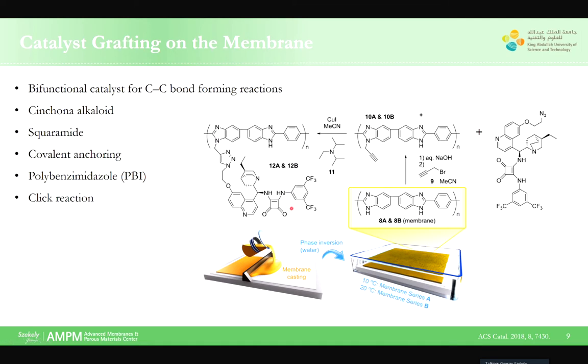So we deduce that by the covalent anchoring of the catalyst onto the membrane, we're not going to have any leaching of the catalyst, so we can perform all of these catalytic reactions at a constant TON or TOF, turnover number and turnover frequency, without the deterioration of the catalyst and the contamination of the product.